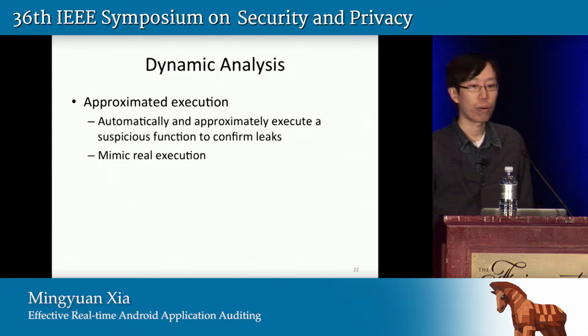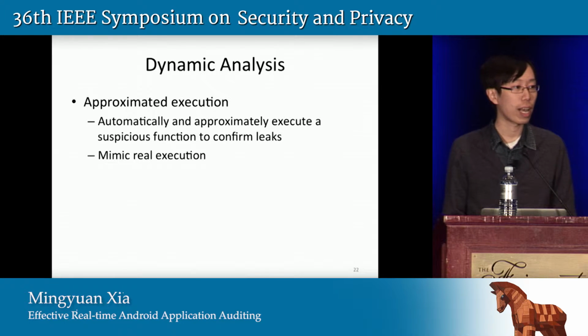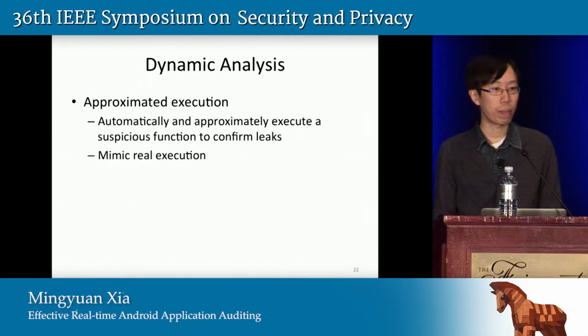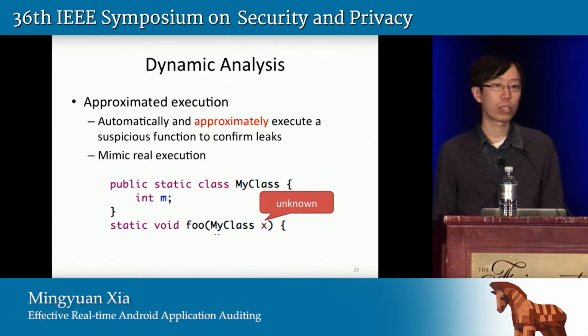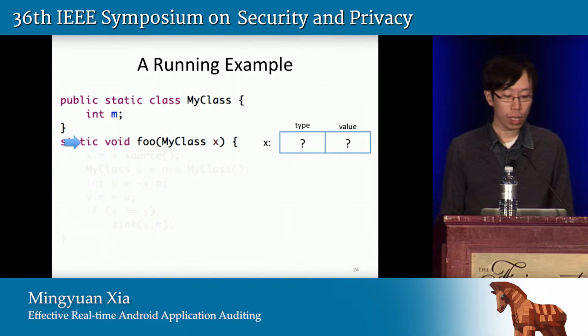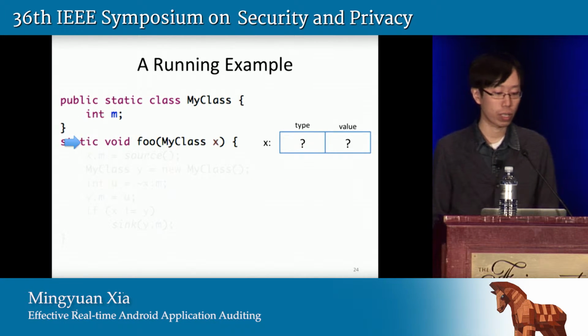Next, we depend on our dynamic analysis to remove those false positives. It's called approximated execution, and the high-level description of it is to automatically and approximately execute a suspicious function to confirm that the data will be leaked. Its goal is to mimic the real execution of the function. It's approximate because when we are executing a function without any knowledge of its user inputs, we will have unknowns, which is not real. Here, I will show you a running example showing how this approximated execution happens.